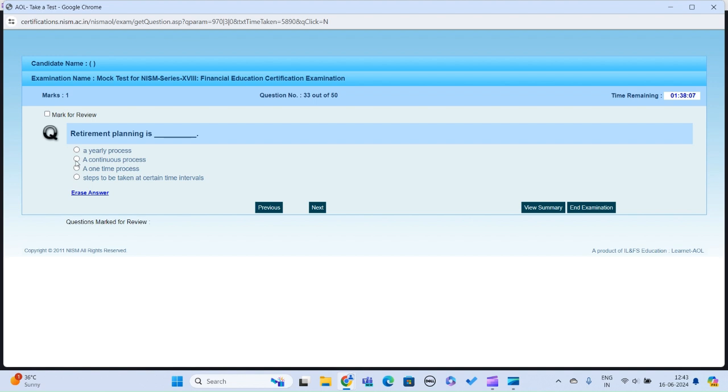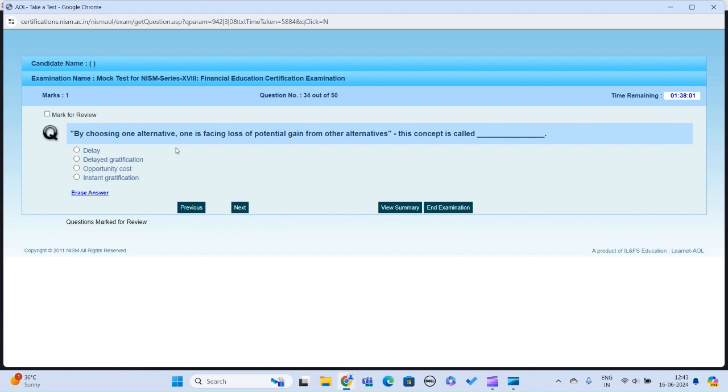Retirement planning is a continuous process, it's not one time. By choosing one of the alternatives, so this is an opportunity fund.